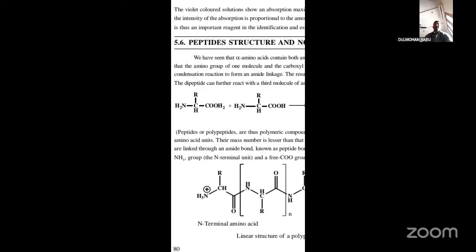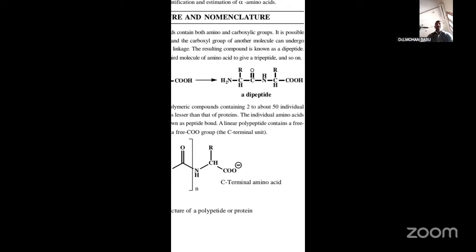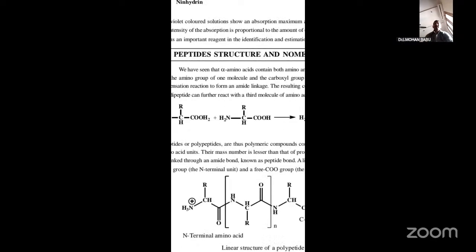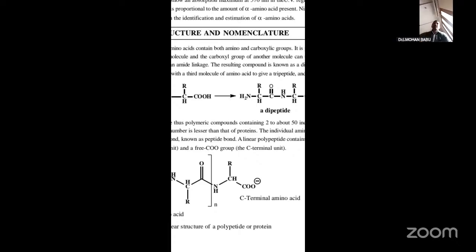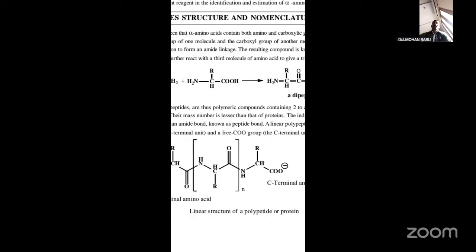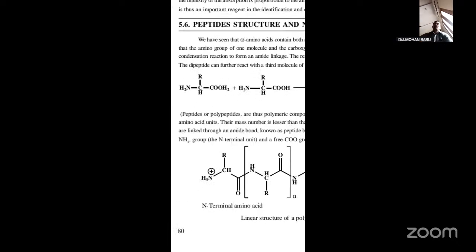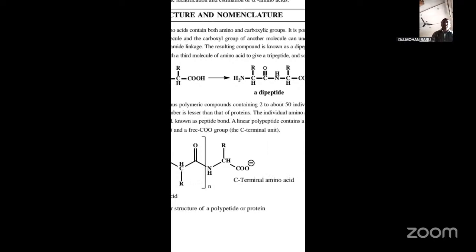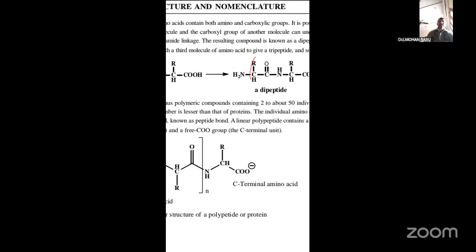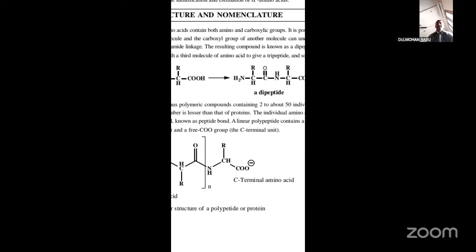Next, peptide structure and nomenclature. Generally, alpha amino acids combined together will form peptides. Peptide means NHCO. This is a peptide, where the amino acid is involved in amide bond formation. We call this the peptide.